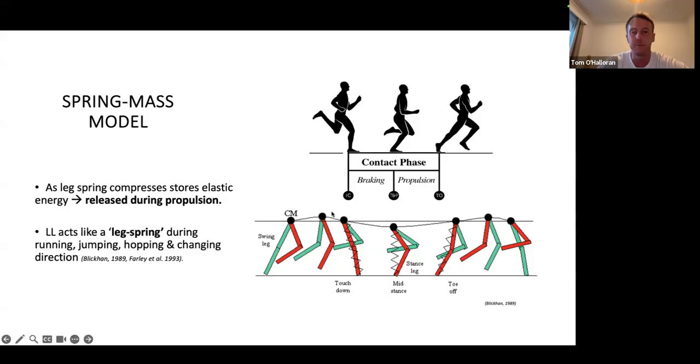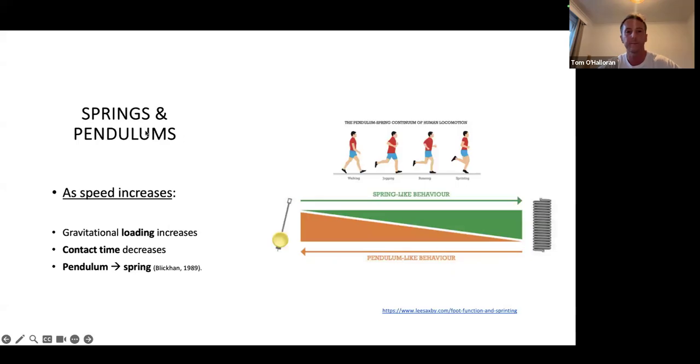So as that leg spring compresses, it stores elastic energy in the tendons, which is released for propulsion. And so this is not just running. This is also how the leg works like a leg spring during running, jumping, hopping, and changing direction. So if we're thinking back to that soccer player, the leg is still acting in this spring mass way. We still want to be assessing it in terms of someone's spring-like qualities. And again, what tests are we coming back to for that?